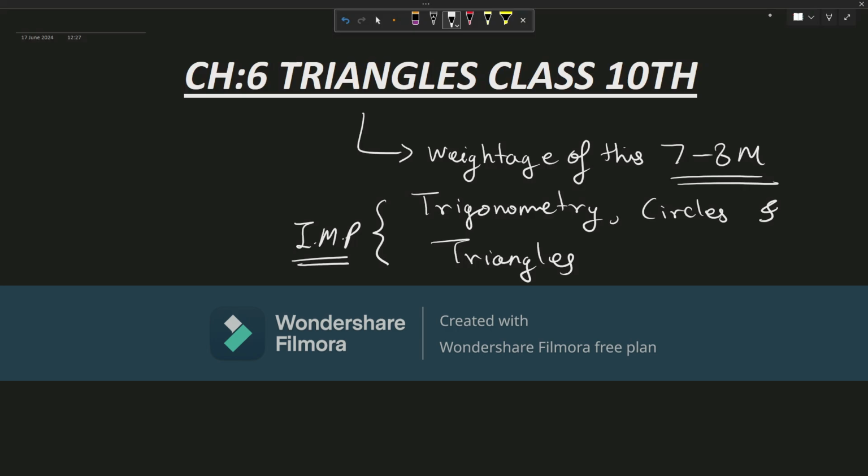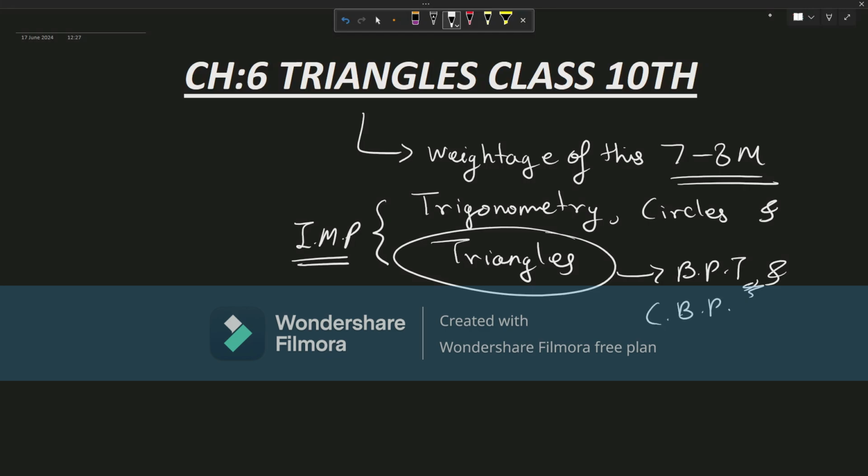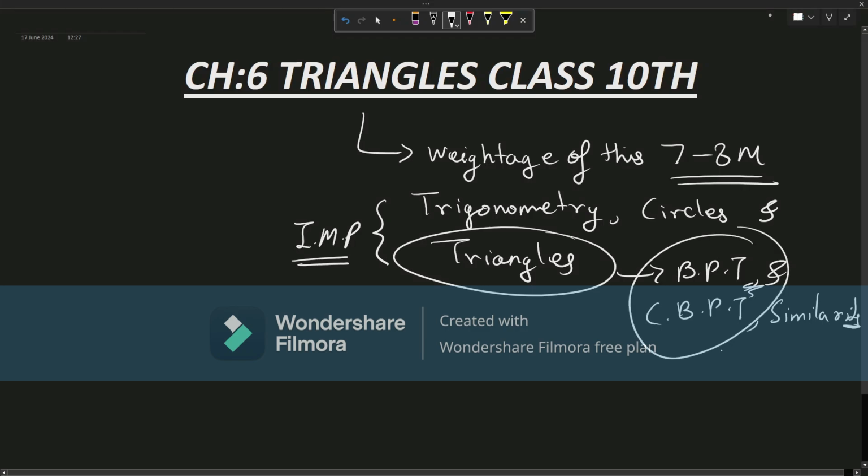Because for triangles, there's nothing much, as two topics were deleted. So now for triangles, you only have BPT and converse of BPT, and last will be similarity. So these two topics. Now, BPT and converse of BPT will come in one topic only. These two topics are very simple and quite interesting to know actually. The other two topics were deleted. They were in the last year syllabus.